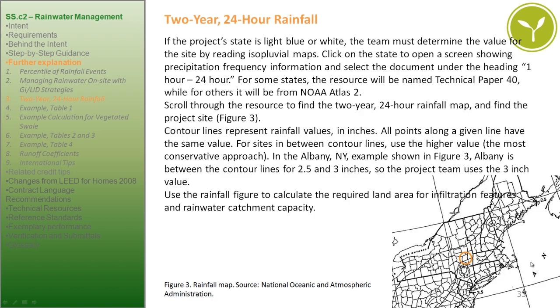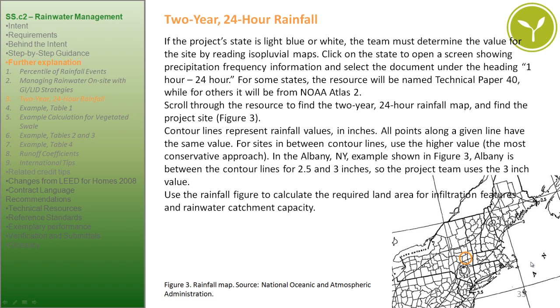If the project state is light blue or white, the team must determine the value for the site by reading isopluvial maps. Click on the state to open a screen showing precipitation frequency information and select the document under the heading 1-hour 24-hour. For some states, the resource will be named Technical Paper 40, while for others, it will be from NOAA Atlas 2. Scroll through the resource to find the 2-year 24-hour rainfall map and find the project site.